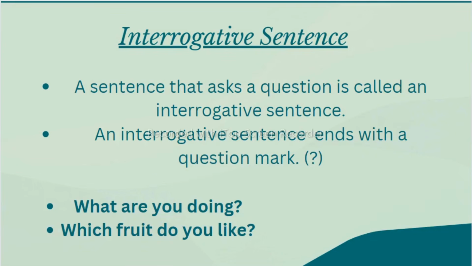Here, the sentence asks a question. It's called an interrogative sentence. An interrogative sentence starts with a capital letter and ends with a question mark. For example, you can see here: what are you doing? Which fruit do you like? Because we are asking a question here, we are adding a question mark.